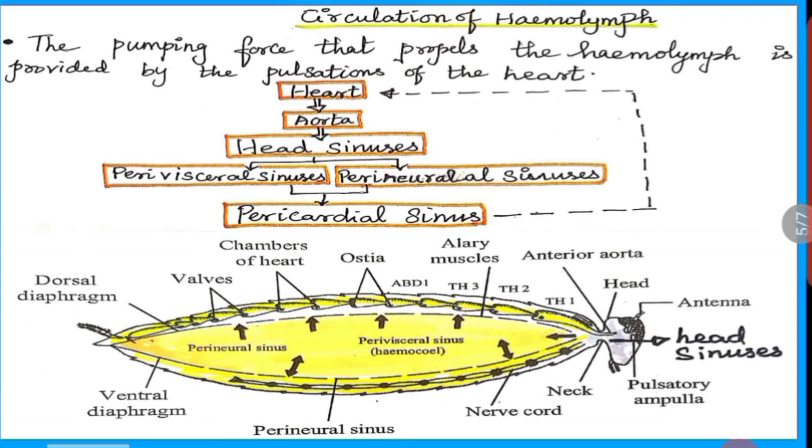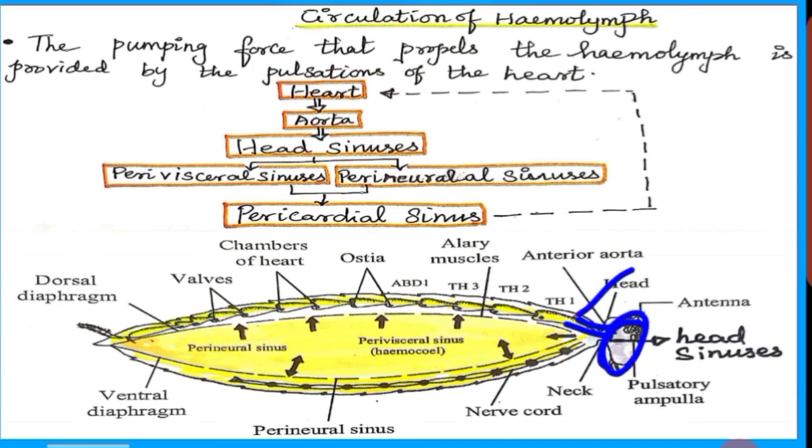Circulation of hemolymph. The pumping force that propels the hemolymph is provided by pulsation of the heart. See, this is the heart. Now I explained to you that the thoracic region has a 3 chambered heart, the abdominal region has a 10 chambered heart, totally a 13 chambered heart. When the heart pumps, the blood flows into the aorta. This tubular region is called the aorta. Then the heart pumps the blood into the aorta, then the head sinus.